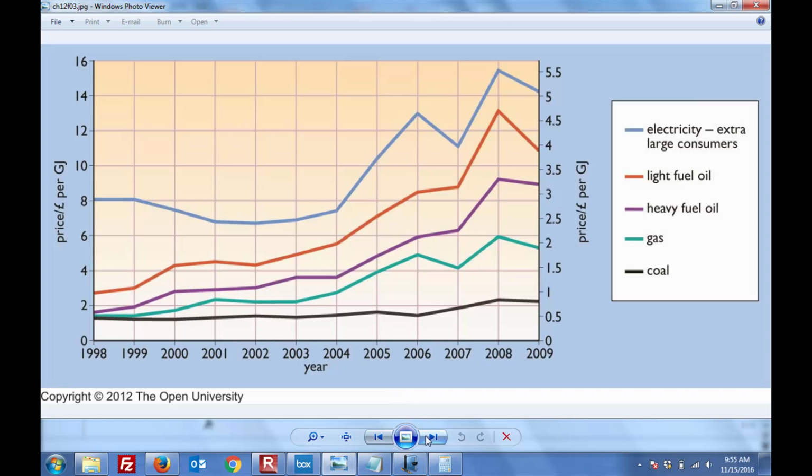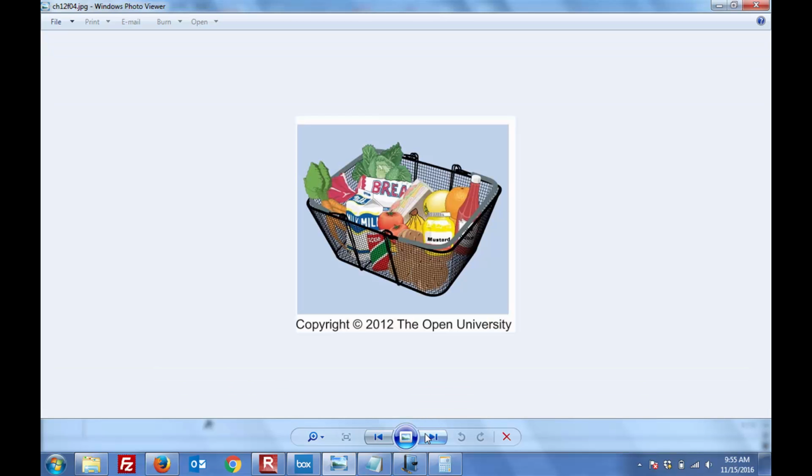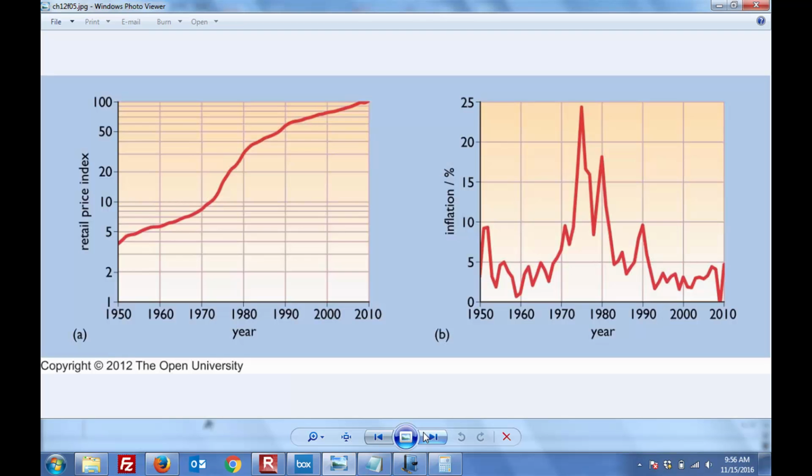This next stuff, well, that should be relatively easy to understand. I mean, we all go to the grocery store, buy food. We kind of know what a gallon of milk, loaf of bread, jar of mustard costs. But this is not so much. This is kind of more difficult to wrap one's head around.